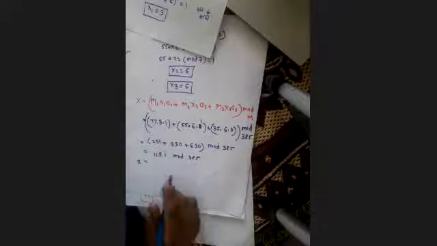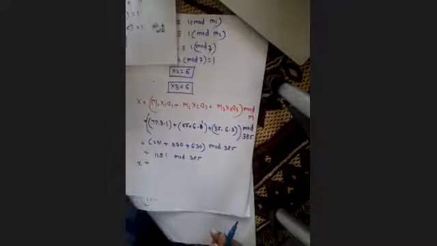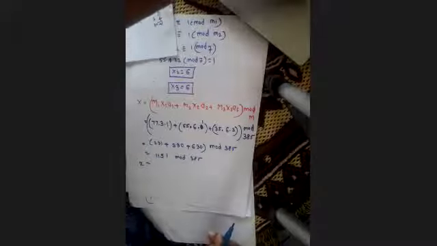Your x will be... anyone calculating? Let me check. 1191 divided by 385.